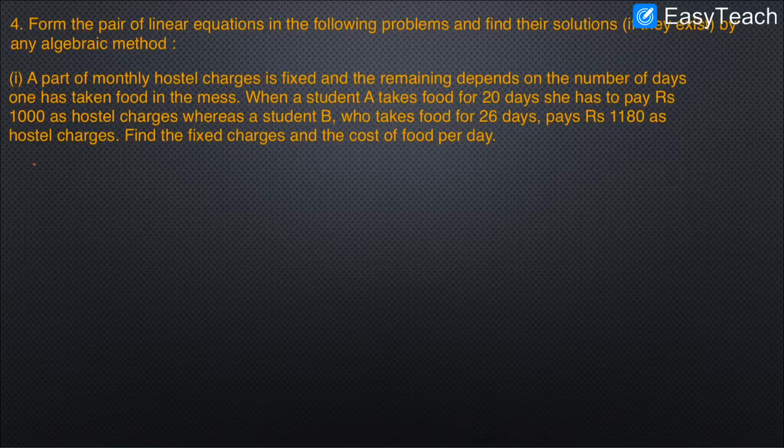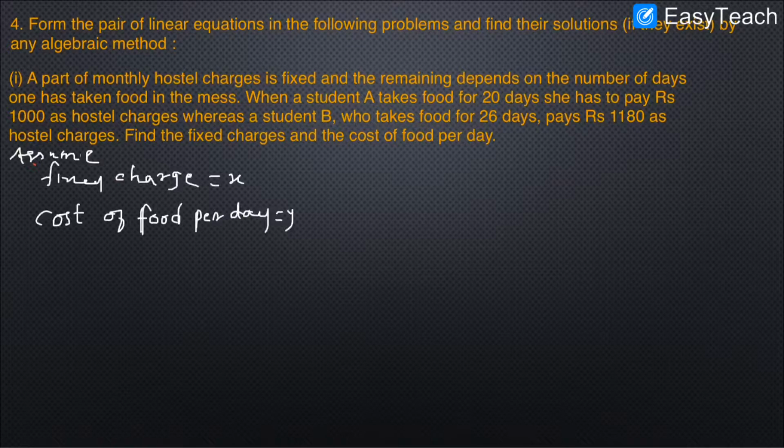We already did the same kind of problem in exercise 3.4, I think. Let's try to solve this. So here, what is asked to find will be the x and y, the assumption. They asked to find the fixed charges and the cost of food per day. So we are going to take the fixed charges as x and the cost of food per day as y.